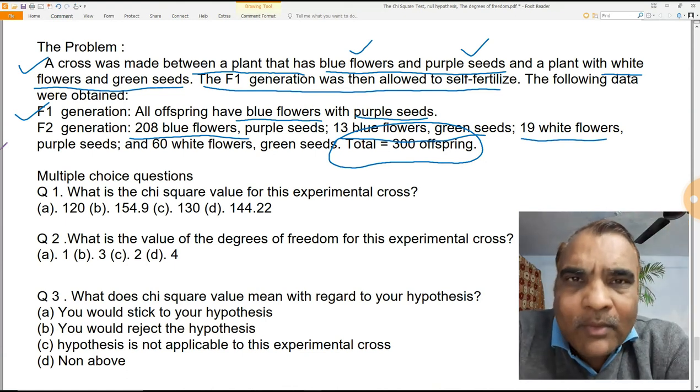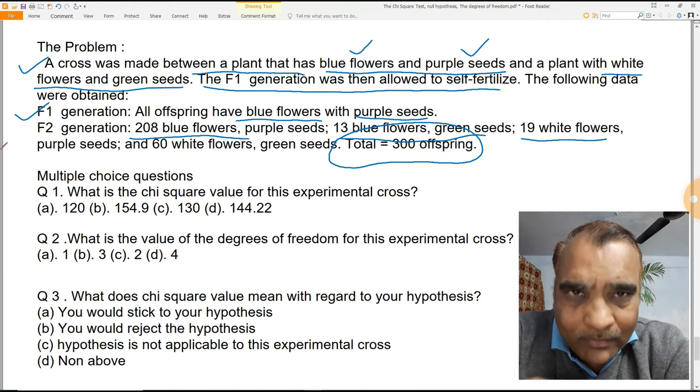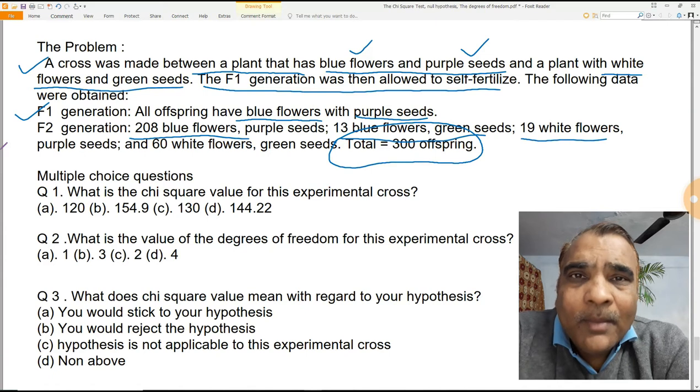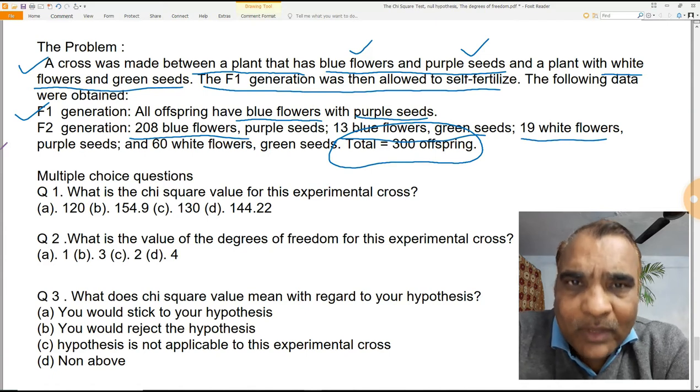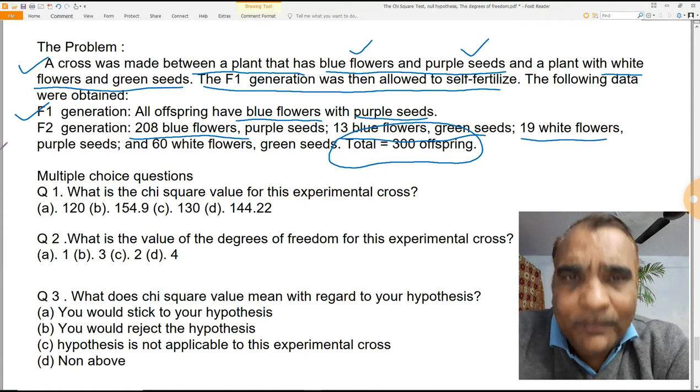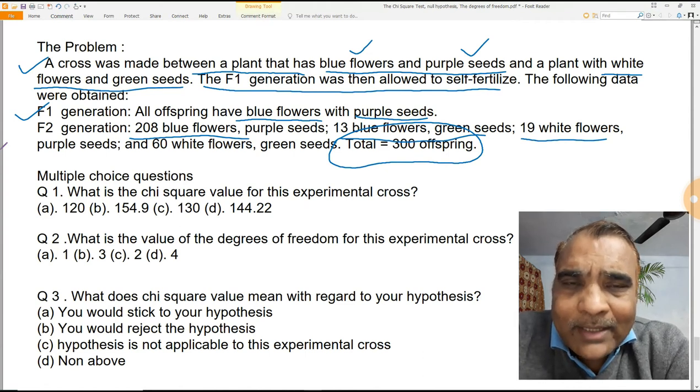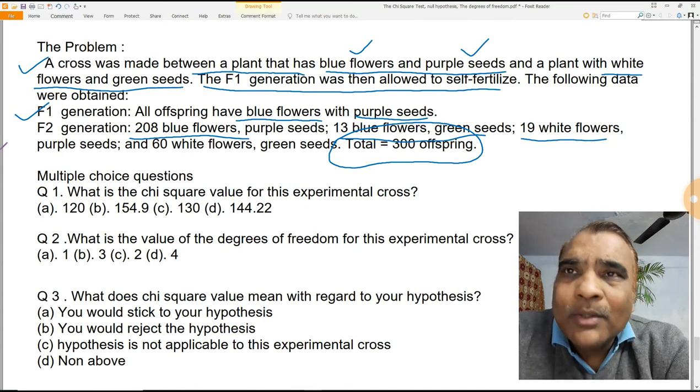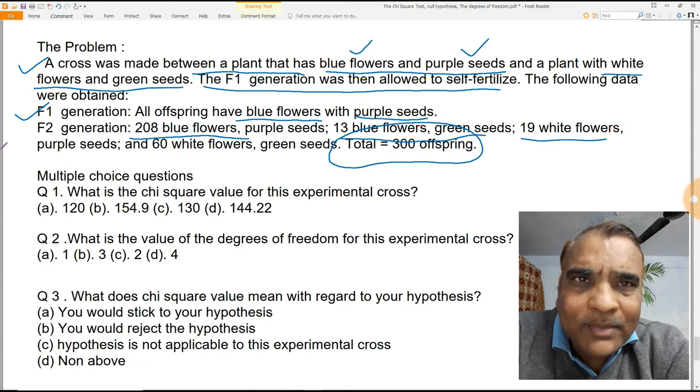Now the F2 generation data you are going to compare. You are going to compare with which phenotypic ratio? I mean monohybrid cross, dihybrid cross, trihybrid cross, or the test cross. But when we look into the F2 ratio, we can find that the inheritance of two characters and two genes we are studying. That means the problem has the nature of a dihybrid cross. And the MCQs are given.